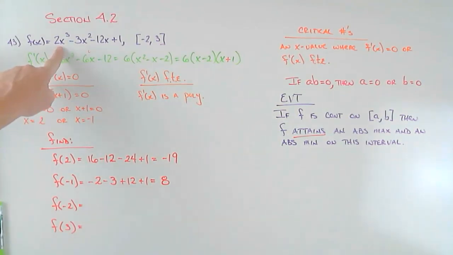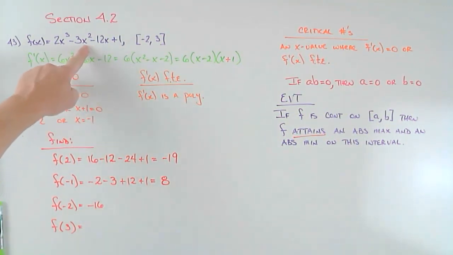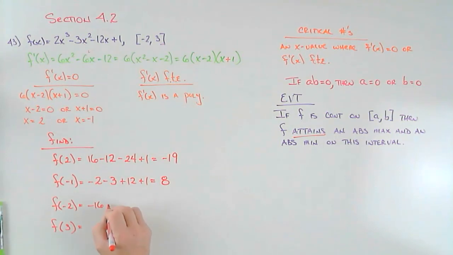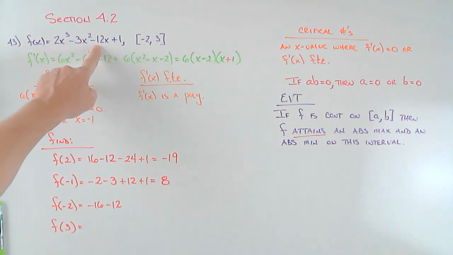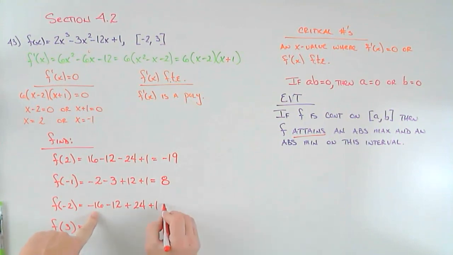-2 cubed is -8 times 2. That's going to be -16. -2 squared is going to be +4 times -3. That's going to be -12. -2 times -12 is going to be +24 plus 1. -16 and -12 is -28. Plus 24 is -4. Plus 1 is -3.